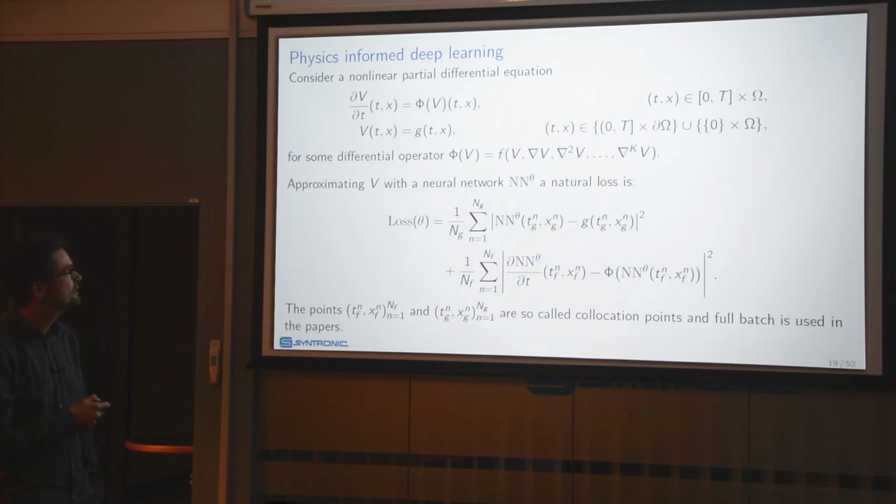And approximating V with a neural network, the loss used is given on this form. These are called the collocation points. And in the collocation points on the boundary, we want the neural network to satisfy the boundary condition. And in the collocation point in the interior of omega, we want the equation to be satisfied. And this is just moving this term to the other side, and it should be 0.